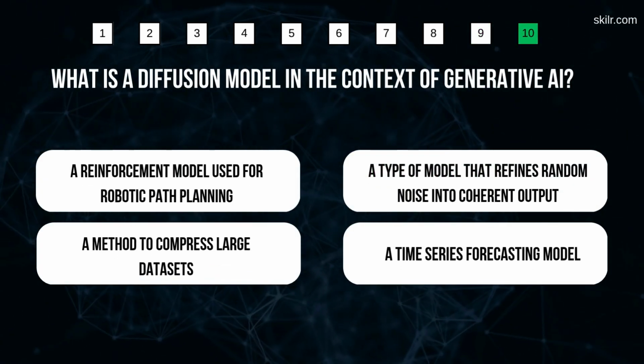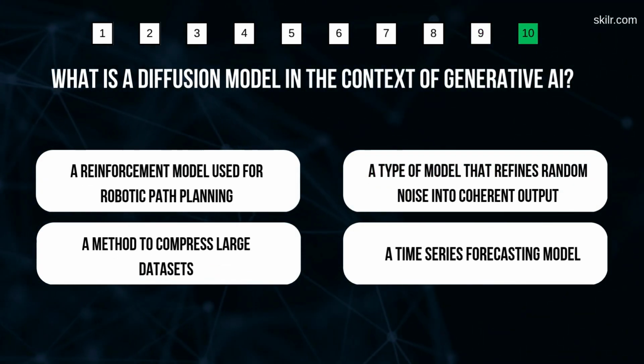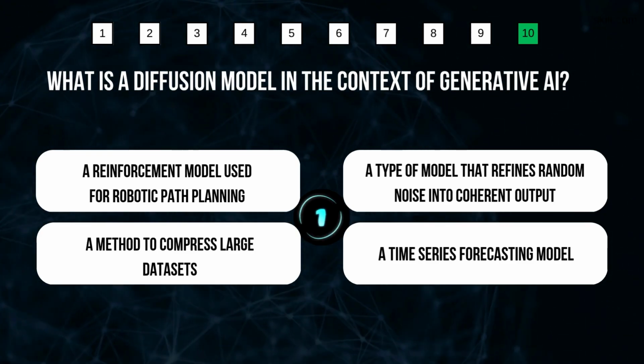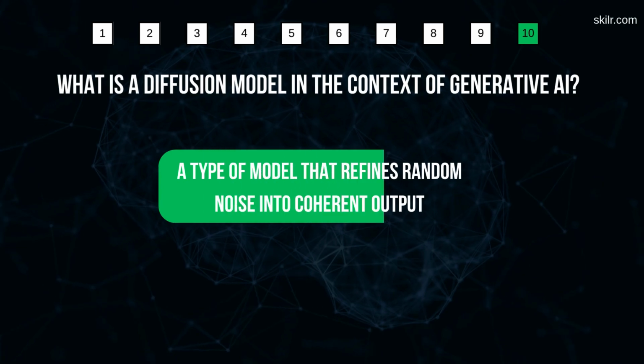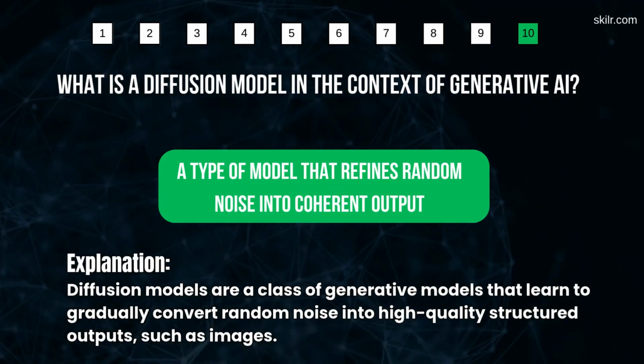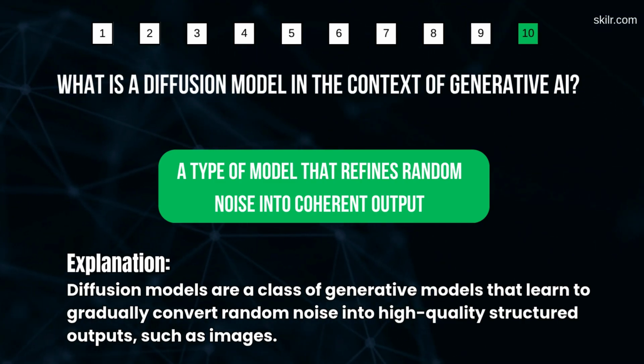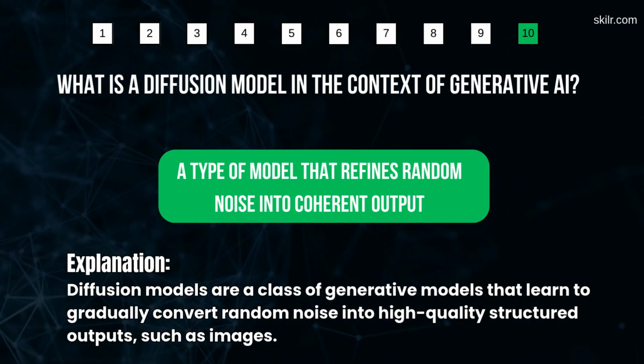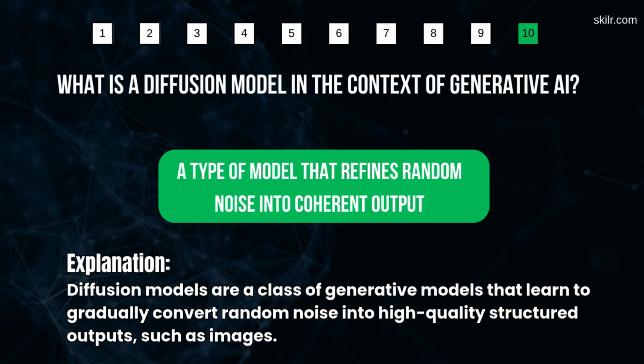Question 10. What is a diffusion model in the context of generative AI? The correct answer is a type of model that refines random noise into coherent output. Where the diffusion models are a class of generative models that learn to gradually convert random noise into high-quality structured outputs, such as images.